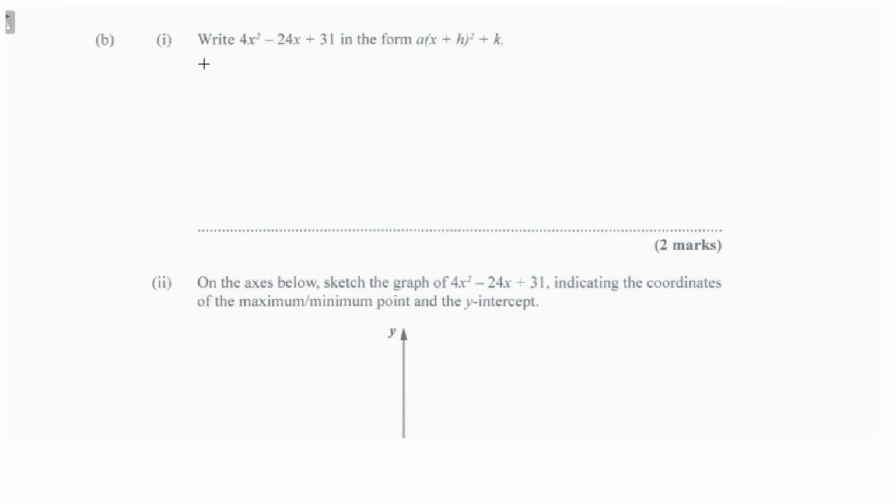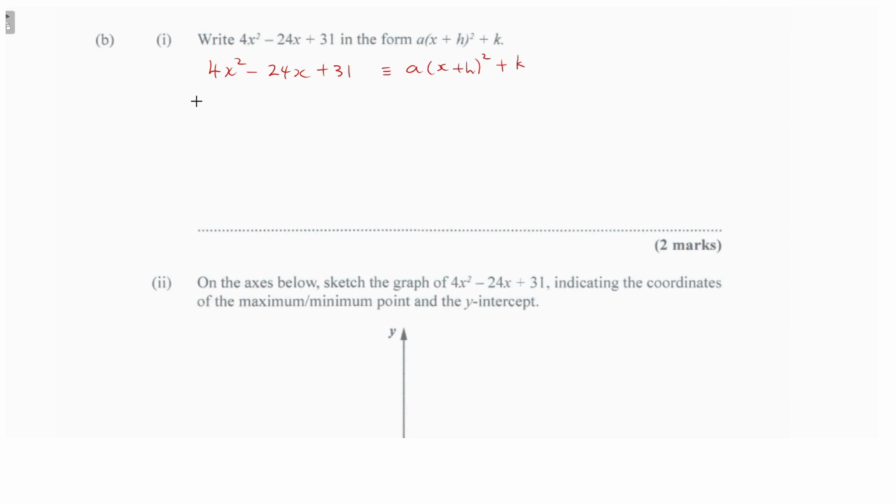Part 1 of B, you're asked to write 4x squared minus 24x plus 31 in the form a into x plus h all squared plus k. Okay, so let us write 4x squared minus 24x plus 31. We want to write it in the form that is identical to a into x plus h all squared plus k. How do we do that?